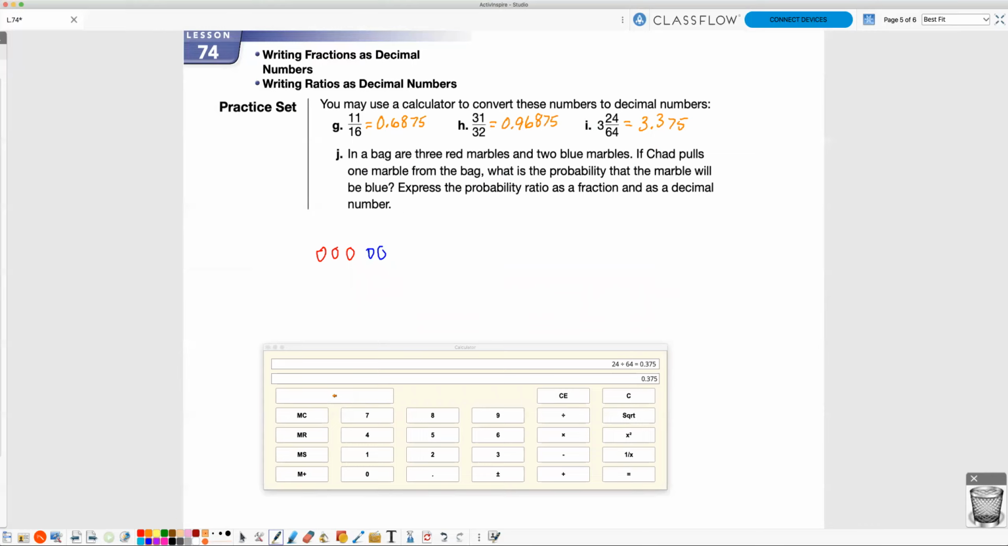Well, if the probability is a fraction, you're looking at a probability that the marble will be blue is 2 out of however many there are total in the bag, 5. So that's the fraction format. It says express the probability ratio as a fraction and as a decimal number. So I need to put the equivalent to 2/5 as a decimal, which is 2 divided by 5, and that is the same as 4/10. So that would be my answer for the probability that the marble will be blue.